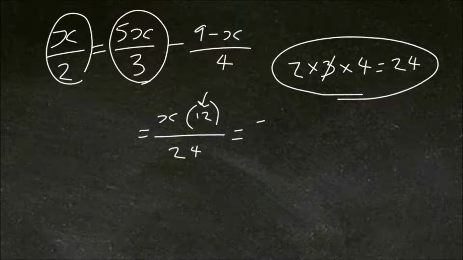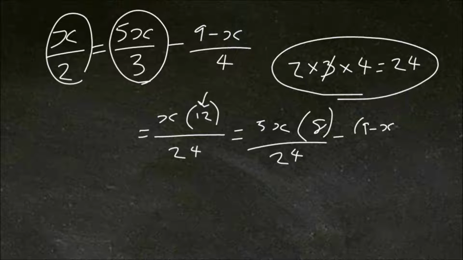Equal to 5x times by 2 times by 4, which is 8, as we just explained, divided by 24, our common denominator. And we've got minus. Now I'll keep 9 minus x in brackets. The 4 is the denominator, so we'll get rid of 4 and we'll leave the 3. So we're just left with 6 up the top and divided by 24.